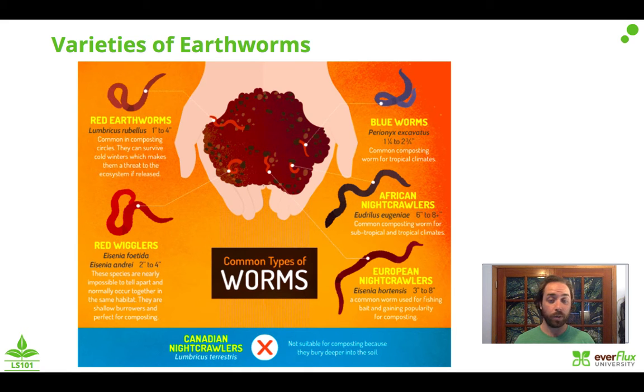And then some varieties of worms just do better in different climates. So if you are doing this outside and climate is a consideration for you, then you may want to look at which worms do better in which climates. The blue worms are really more suited for tropical climates, whereas the red wigglers do well in a pretty wide range of climates, but generally a temperate climate. The African nightcrawlers are also a subtropical or tropical variety, whereas the European nightcrawlers do well in more temperate climates.